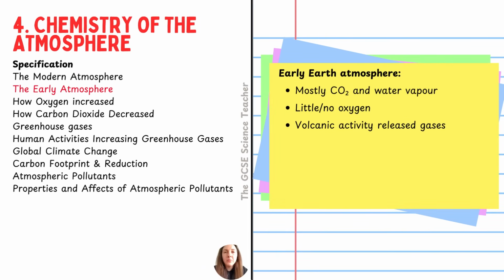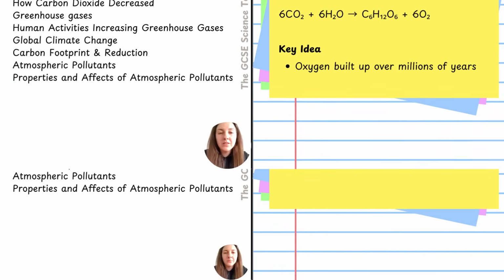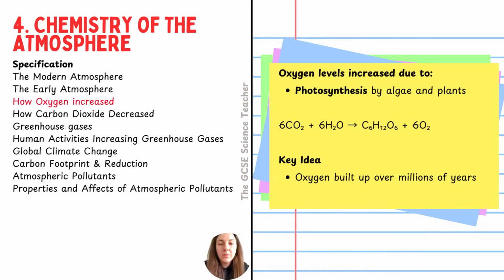So in the early atmosphere, it was mainly CO2 and water vapor, and this is because of volcanic activity, and a very small amount, if any, of oxygen, because there was a lack of plants, and low amounts of plants means less photosynthesis. So it's only through time that this has increased, and we're going to talk about this now. CO2 plus 6H2O goes to make C6H12O6 plus 6O2. Remember, photosynthesis happens in green plants and algae, and over millions of years, oxygen has built up this way.